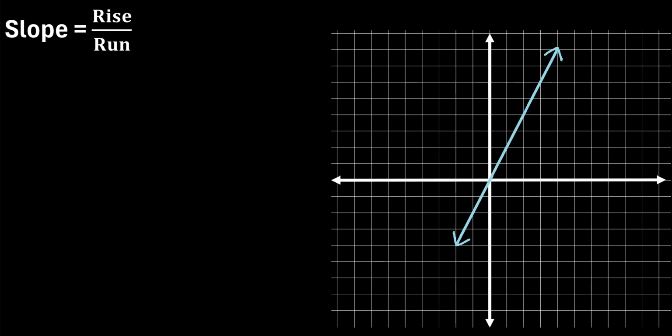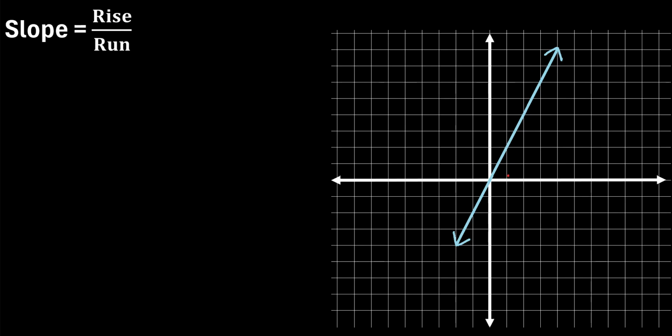In this video, we will talk about how to find the slope of a line from a graph. So the slope of a line is calculated using the following formula: the rise divided by the run. So let's check out a few examples of how we can use this formula. So let's say we have this line right here, and we want to know what is the slope of this line.